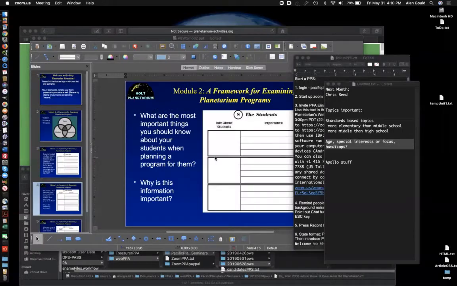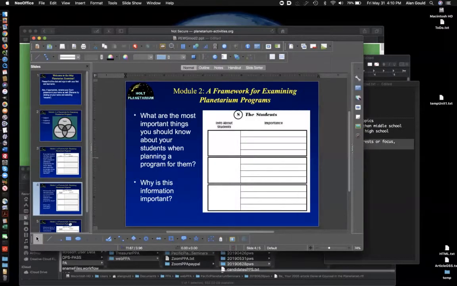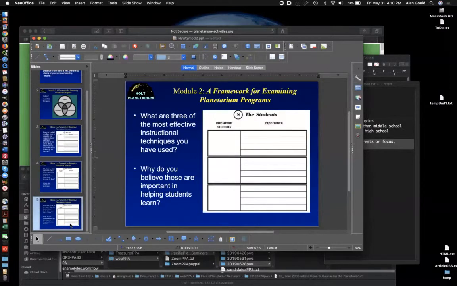Let's see, did I miss anybody? Ready to go to the third and final element that we're going to consider in planetarium shows. So let me share my screen again, and we'll look at that one. Okay, so we've talked about the topic. We just talked about the students.